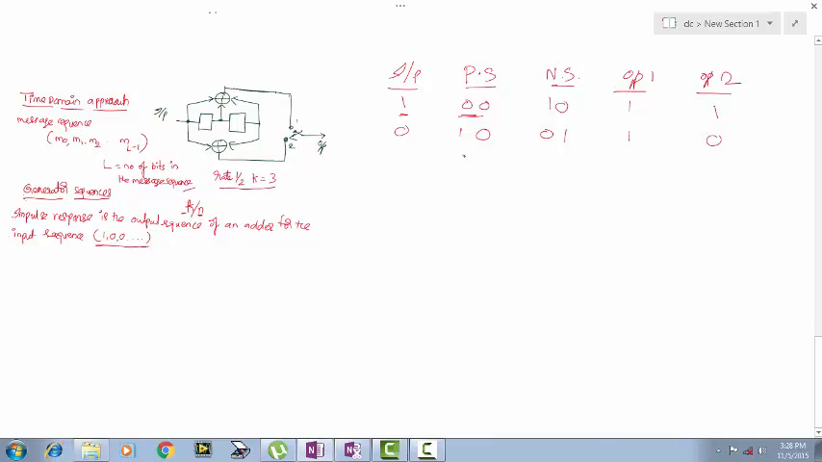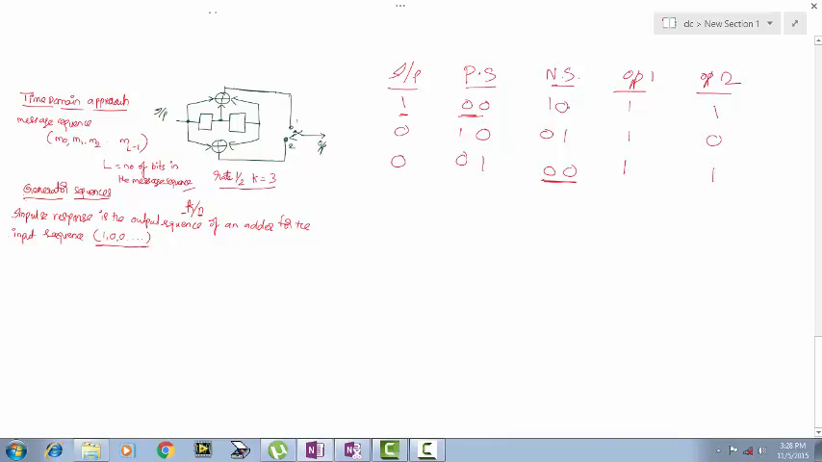Now the present state is 0, 1, next bit is 0. So now the first output will be 1, second output is also 1. So next state will be 0, 0. So we reach the initial state. So at this stage we will stop here. We have to consider the inputs till we reach the initial state.